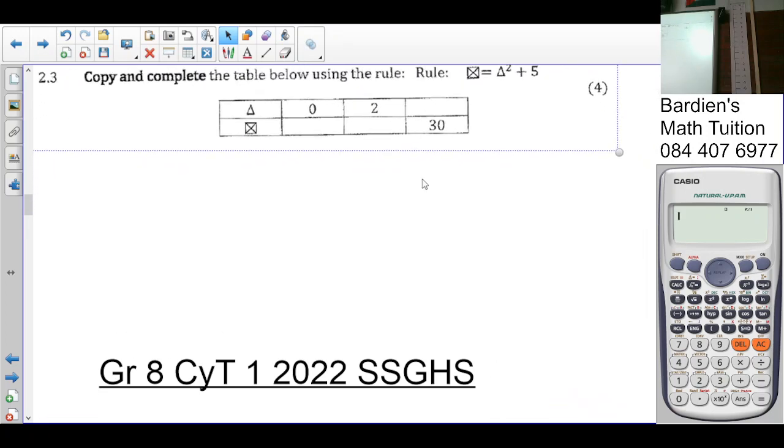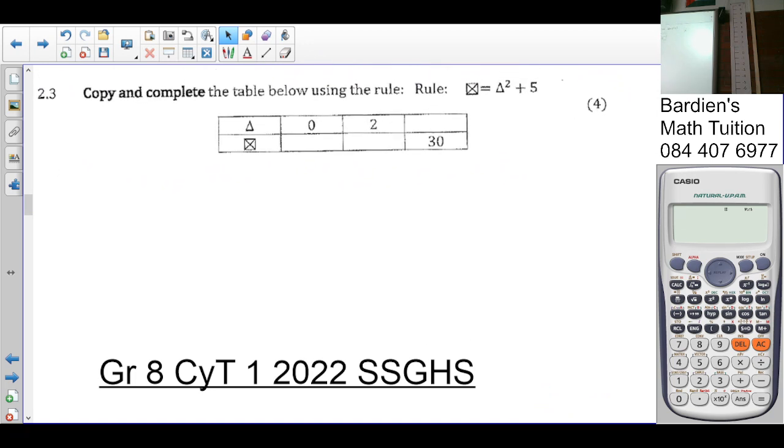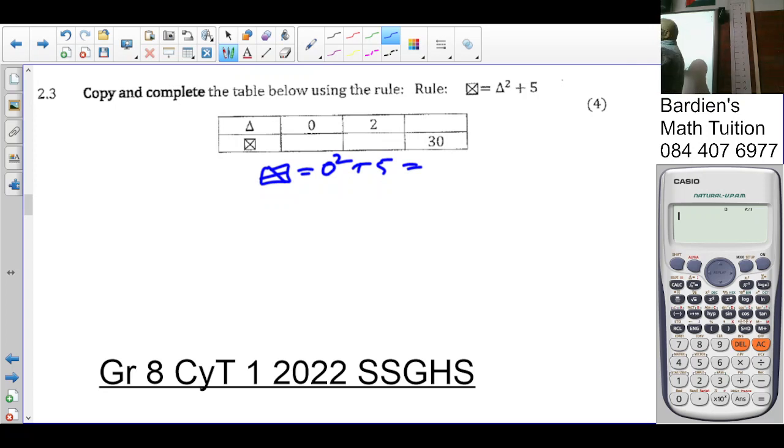It says copy and complete the table below using the rule. So here we've got the mathematical rule now. We've got the box is equal to the triangle squared plus 5. So your triangle is 0. So you've got the box is equal to 0 squared plus 5. What's 0 times 0? 0. Plus 5 is 5. So there goes a 5. You will understand. Let's go with the next one.